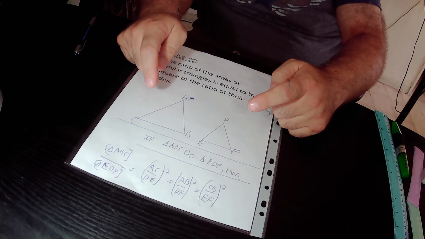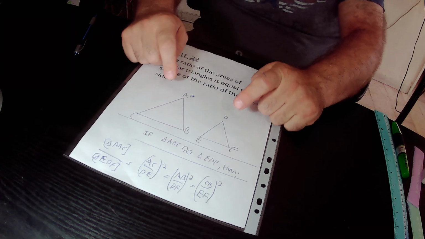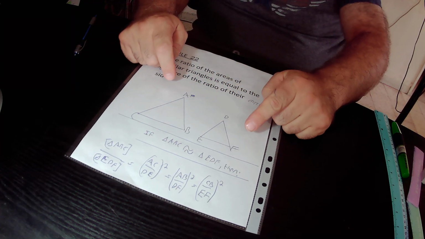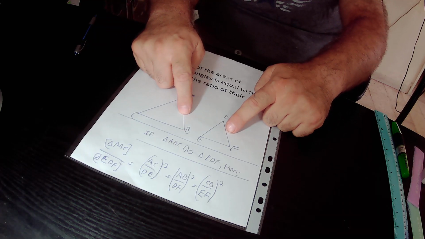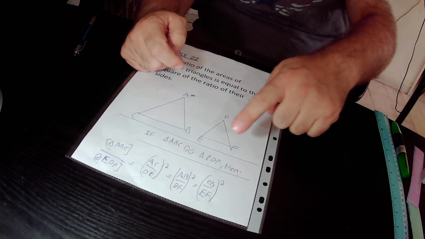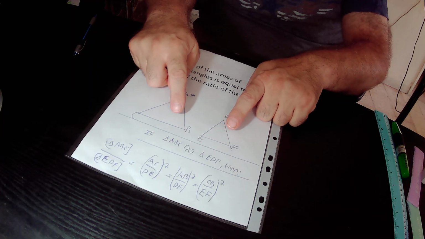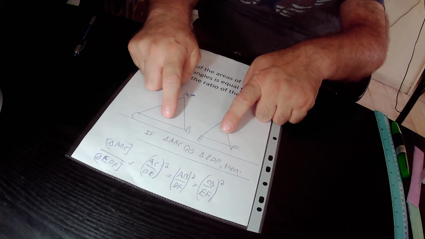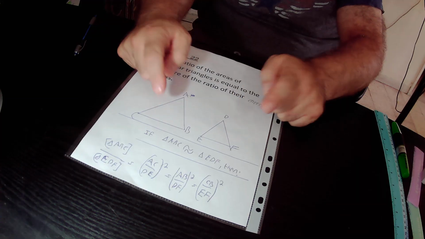It is actually AC over DE squared. Likewise, side AB is the corresponding side of side DF, so the square of the ratio of those two corresponding sides is of course AB over DF squared. And finally, side CB is the corresponding side of side EF, so the square of the ratio of those two corresponding sides is of course CB over EF squared.